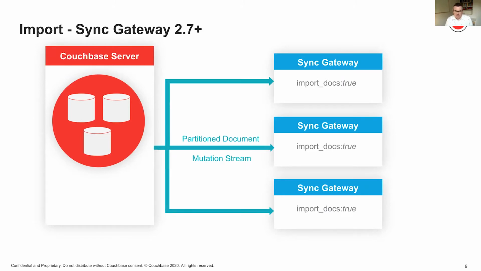Now, as of Sync Gateway 2.7, we've enhanced the import process such that the work can be shared across your entire Sync Gateway cluster. So instead of a single mutation stream, your Sync Gateway cluster is listening to a partitioned mutation stream and sharing the work.